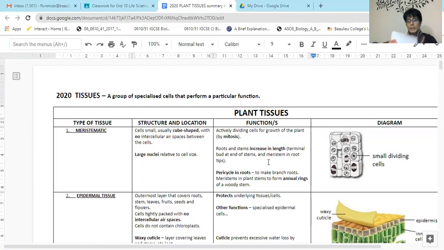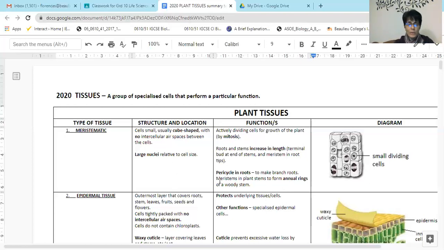Now, you probably remember when we did mitosis, I used some paper here. The pericycle. So think of the root. Inside the root, remember me using a cylinder of paper, is a cylinder of meristematic tissue. If you remember, it's called the pericycle. Those cells are dividing to make branch roots, and these branch roots help anchor the plant even more so that it can grow even bigger.